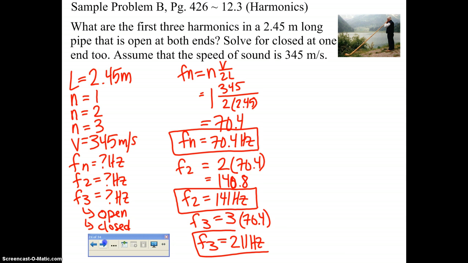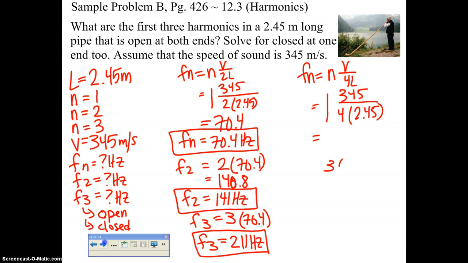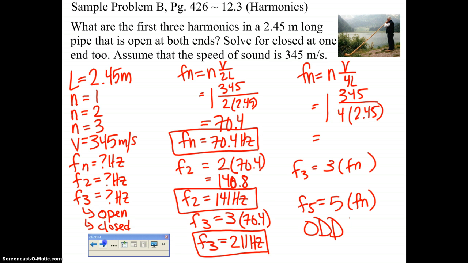Okay? So now we can go through and do the closed as well. Your closed is going to be F of n equals nv over 4L, in which you have 1 times 345 divided by 4 times 2.45. Figure that guy out, and then you're going to do 3 times your natural frequency. That's your second harmonic, right? And then you're going to do n equals 5, so 5 times your F of n, because these are the odd harmonics. The odds are what are present for a closed pipe.